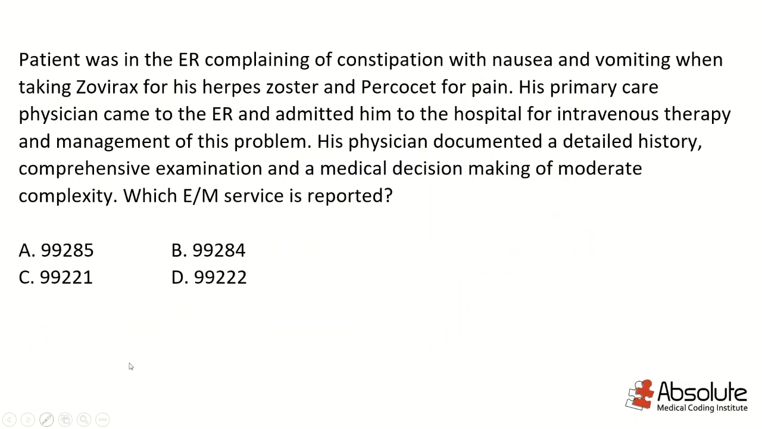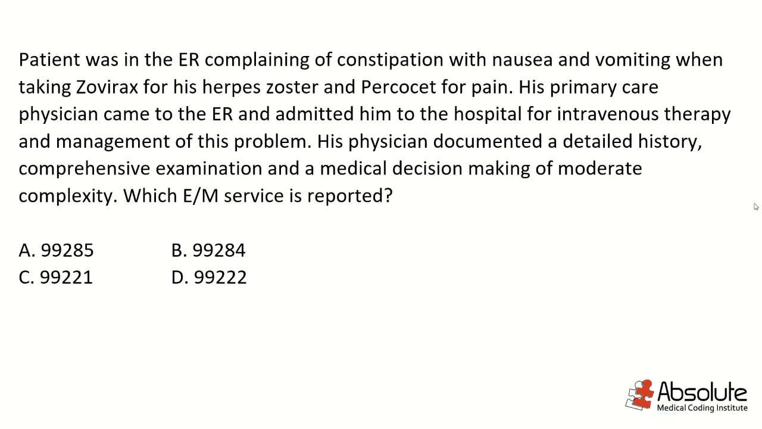And Miss Josie, can you do us the honors of reading this for us? I sure will, Miss Tracy, and we're going to look at the answers first. So A is 99285, B 99284, C 99221, and D 99222.